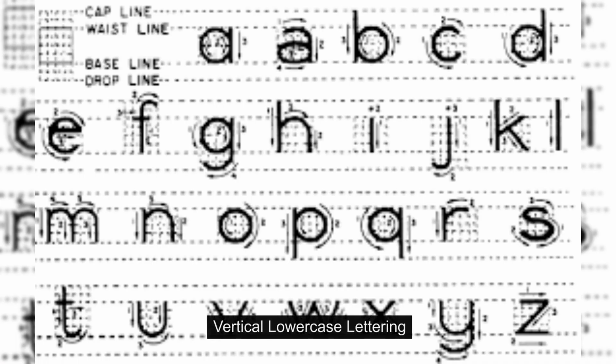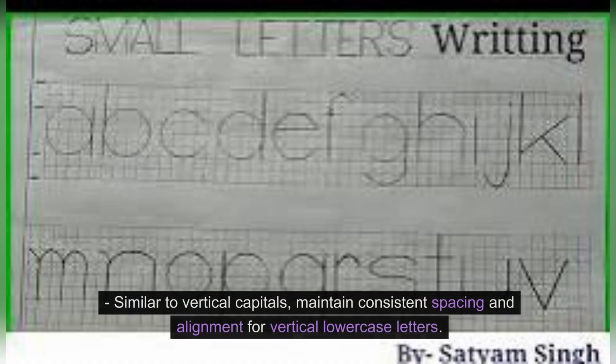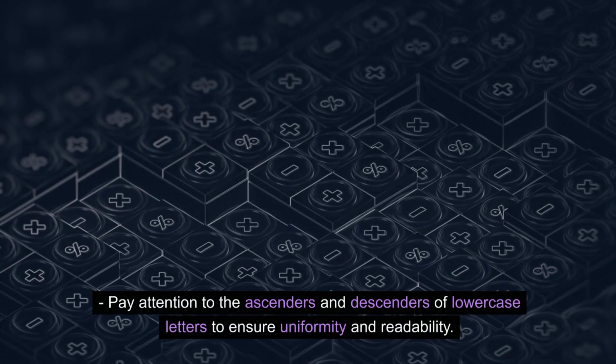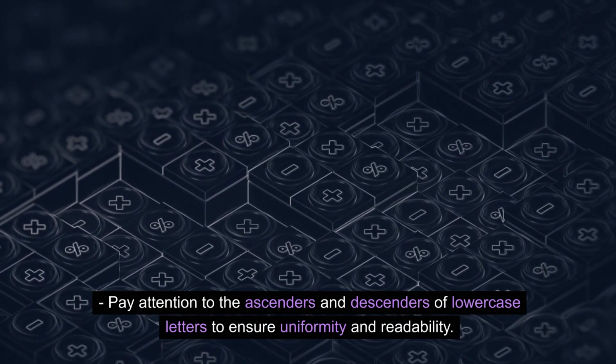Vertical lowercase lettering. In some technical drawings, vertical lowercase lettering may be necessary, especially for conveying detailed information. Here's what to consider. Similar to vertical capitals, maintain consistent spacing and alignment for vertical lowercase letters. Pay attention to the ascenders and descenders of lowercase letters to ensure uniformity and readability.